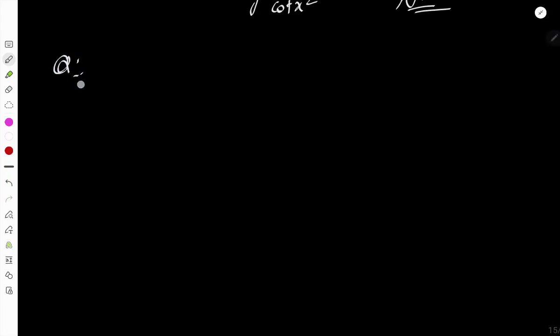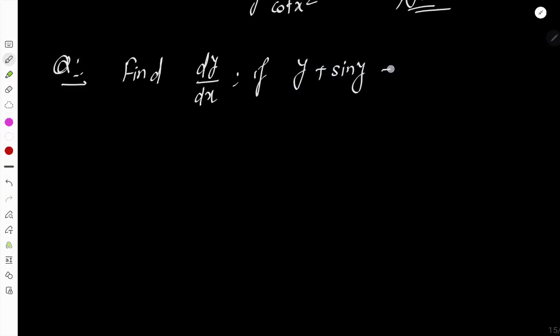Question I am taking. Okay, question: find dy by dx if y plus sin y is equal to cos x. Y plus sin y is equal to cos x. Okay, we need to find dy by dx.